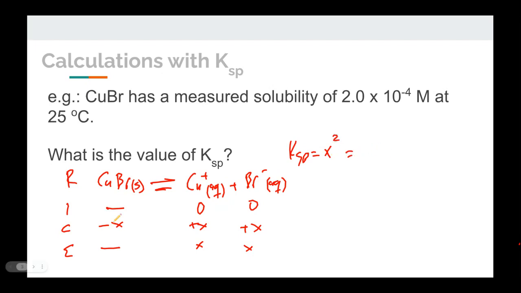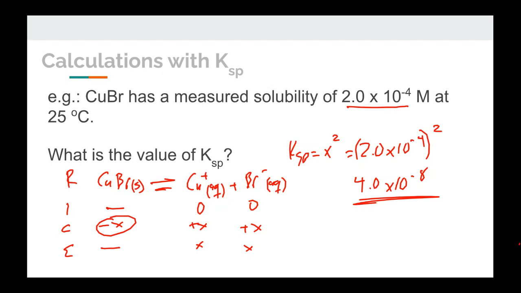But it says that x is how much dissolves per liter, which is our solubility. So that's 2 times 10 to the negative 4th moles per liter, and then we're squaring that, which gives us 4 times 10 to the negative 8th, and that's the value of Ksp for this solid.